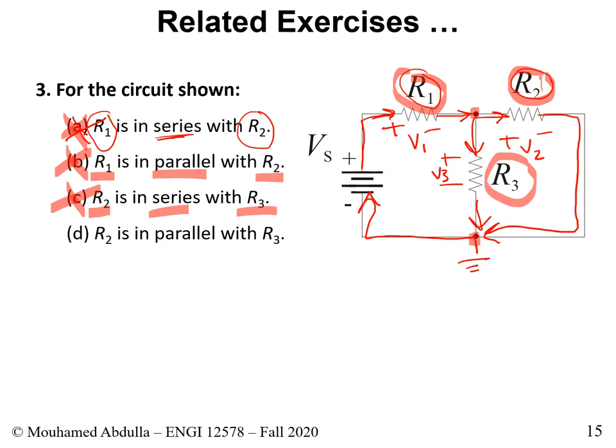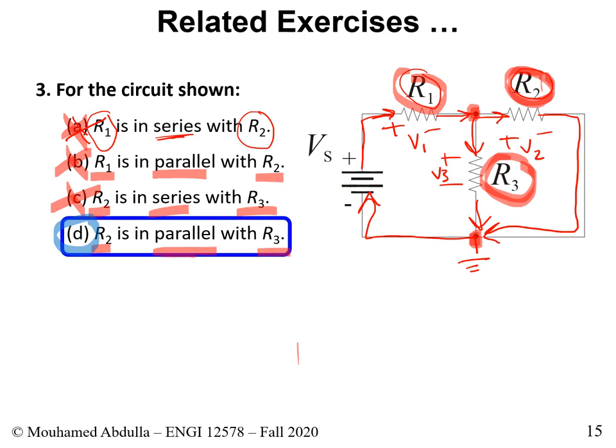And finally, we have R2 and R3 are in parallel. So if you have your R2, this is your R2, this is your R3, and they do have a common node, one node here, one node here, and therefore they are connected in parallel. This statement is true. So from all that we read here, the only one that is really accurate is really D. So maybe we could check. This is exactly what we expected.